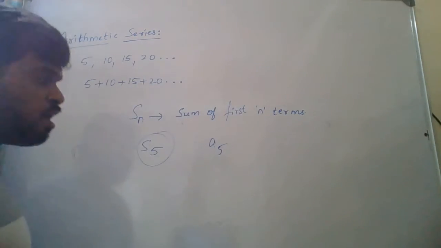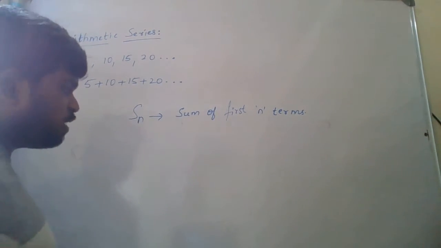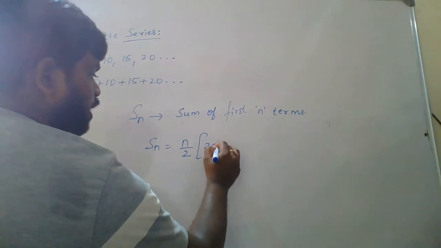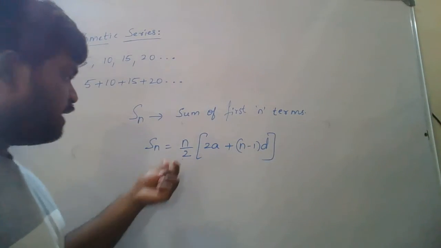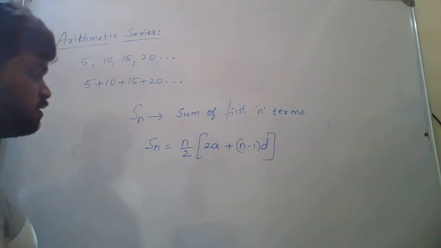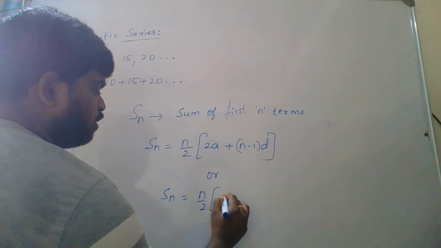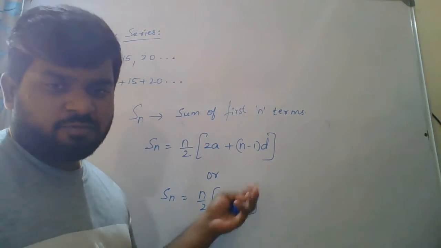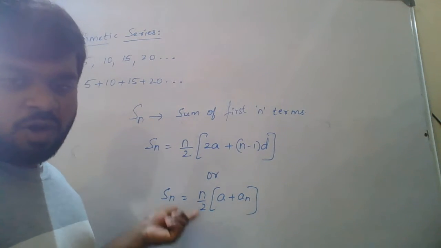Okay. Now we have got a formula for Sn. Basically there are two formulas. One is n by 2 into 2a plus n minus 1 into d, where n is the number of terms or represents the position, a is the first term, d is the common difference. Or Sn is given by n by 2 into a plus an, or sometimes we also write it as a plus l, where l is the last term. Usually an we take it as the last term, isn't it? So either this formula or this.